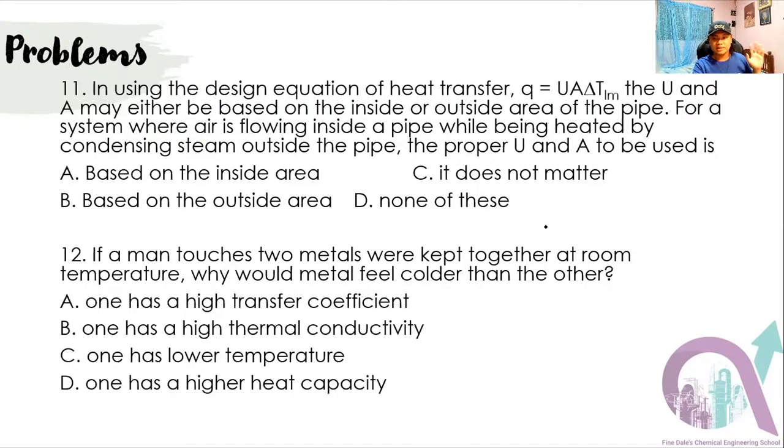Now let's go to number 11. If air is flowing inside the pipe while being heated by condensing steam on the outside of the pipe, what should we use? Is it based on the inside or on the outside? The important thing to consider here is what is being heated. I think that's the more important substance here. So that's the inside area, because it's being heated.